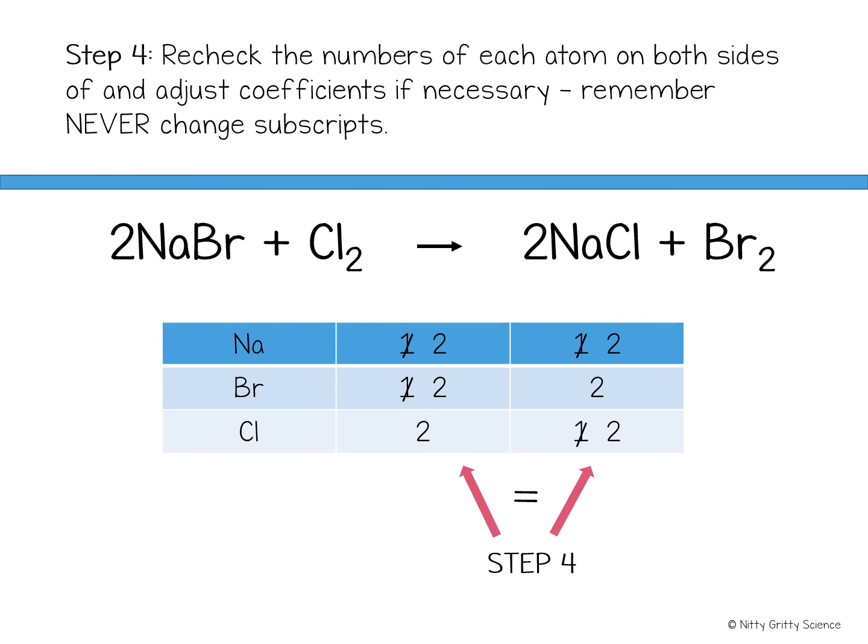The final step would be to recheck the numbers of each atom on both sides. So in this case, we now have 2 sodiums, 2 bromines, and 2 chlorines, and this equation is now balanced.